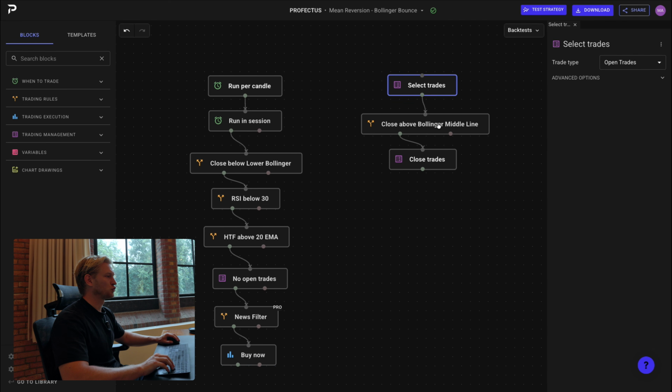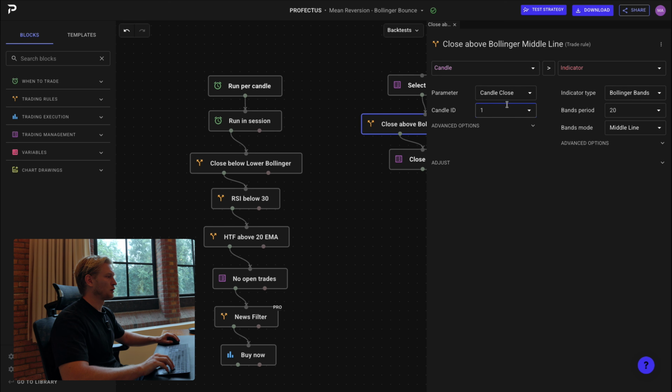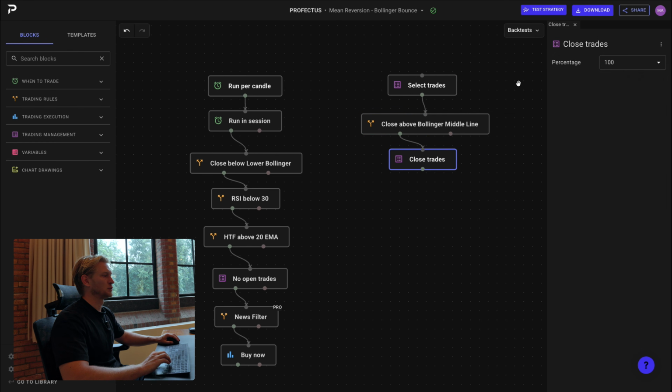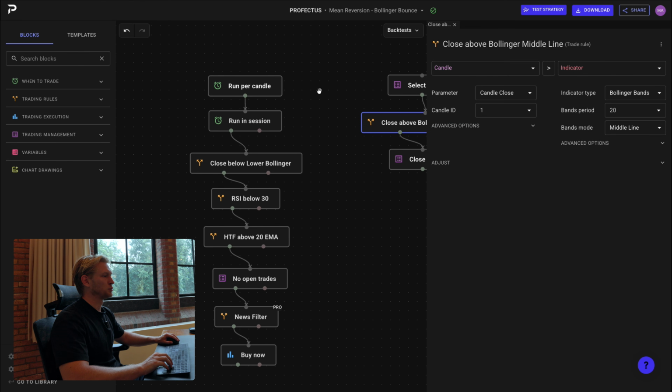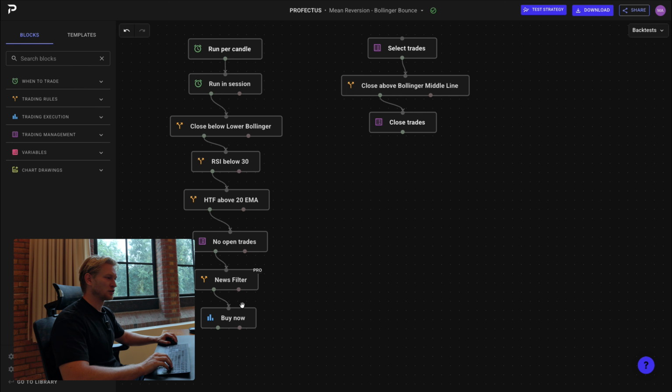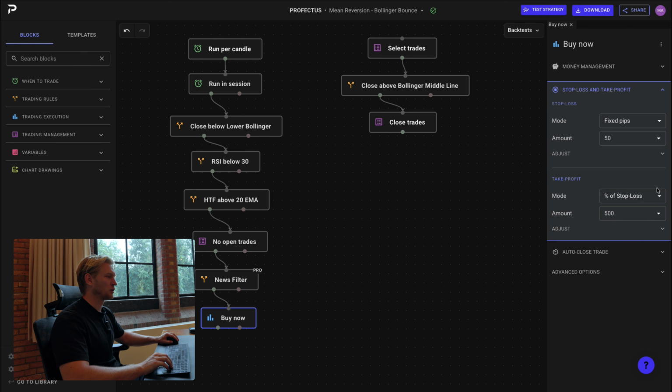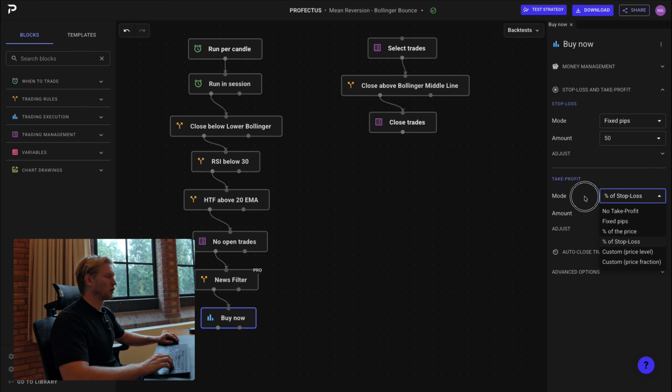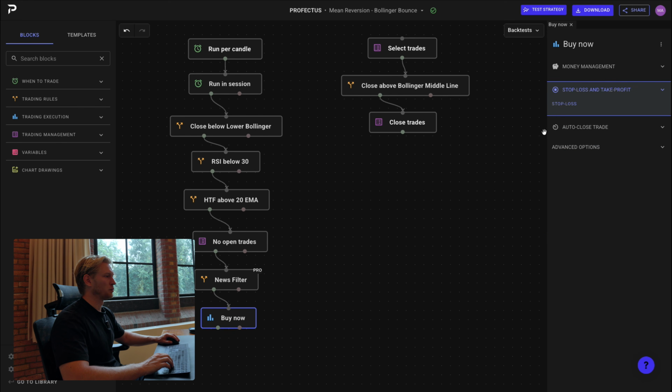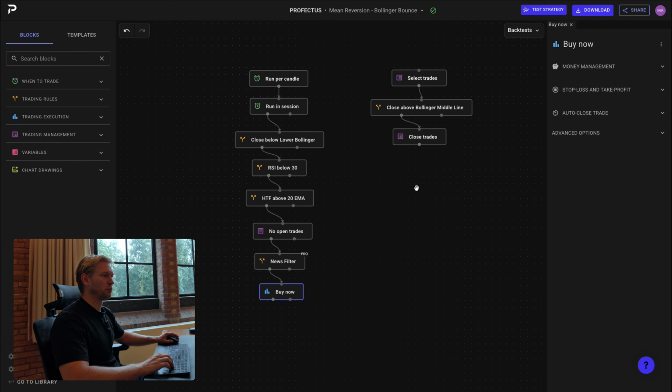Then we select that trade, and then we check if the candle close of 1 is above the Bollinger Band midline. And if that is true, one day that happens, then we close 100% of this trade. And that's the management, okay? So more or less this target here in the buy now does not really make a lot of sense. It's just there. You can maybe even get rid of it or do something else with it. But this is exactly how you build this strategy.